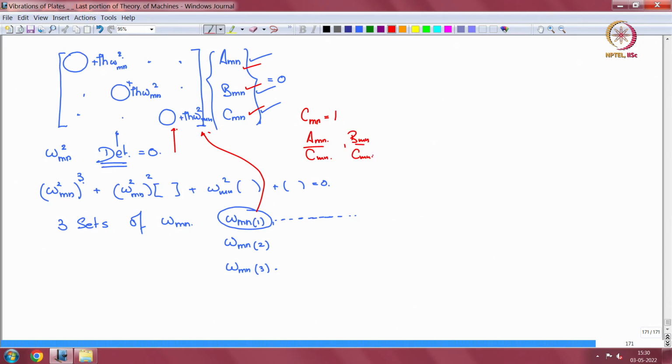Now it may turn out that A mn by C mn is very large. In other words, you should rather try A mn as 1, then B mn by A mn and C mn by A mn. So it may turn out that A mn is of course 1, but B mn by A mn is very small and C mn by A mn is also very small.